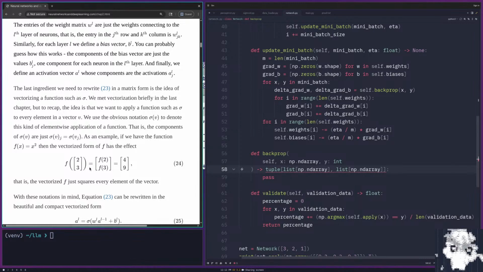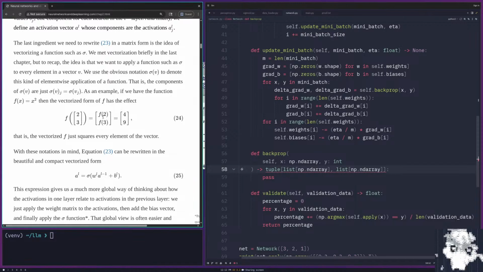The last ingredient we need to rewrite 23 in matrix form is the idea of vectorizing a function such as sigmoid. We met vectorization briefly in the last chapter, but to recap, the idea is that we want to apply a function such as sigmoid to every element in the vector v. We use the obvious notation sigmoid of v to denote this kind of element-wise application of the function. That is, the components of sigmoid of v are just sigmoid of v_j. As an example, if we have the function f of x equals x squared, then the vectorized form of f just squares every element of the vector.